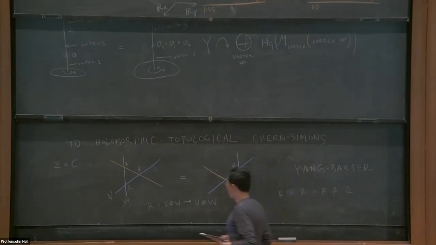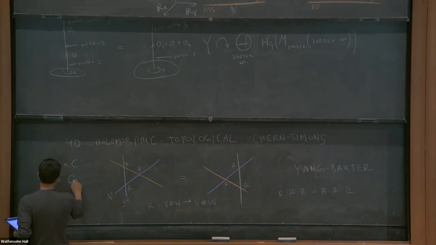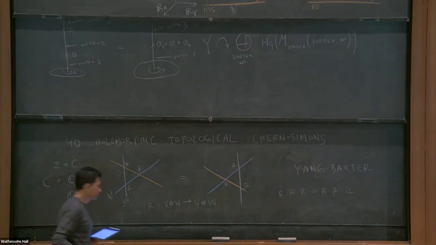What do they do for the elliptic and trigonometric case? Do you just compactify C? I forgot to mention. C can be the complex plane, or if I want to get the trigonometric R matrices, I take C star. And if I want to get the elliptic R matrices, I would take it to be an elliptic curve. Thank you.